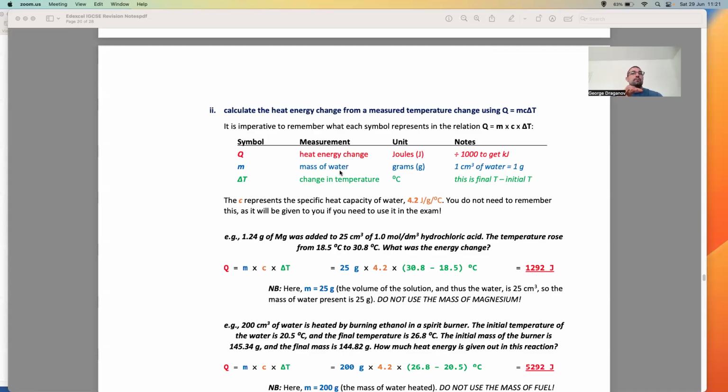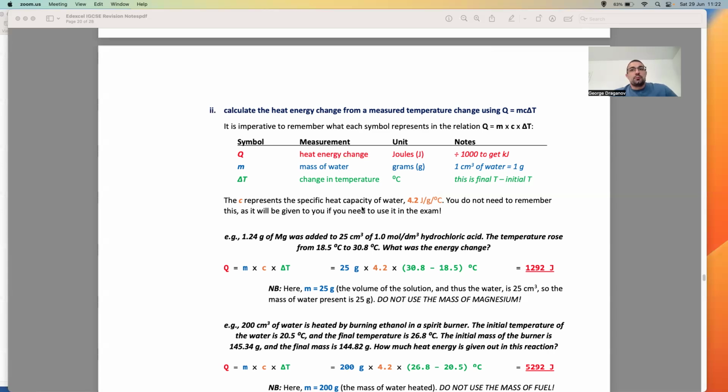So the mass of your water. Because the density of water is 1, if you have 20 centimeters cubed of water, you would have 20 grams. So you treat the centimeters cubed as grams. The most common mistake here is to put the mass as the alcohol of the spirit burner that you burnt. Or maybe you put 3 grams of zinc into the copper sulfate and you start putting 3 as the mass. That would be totally wrong because the mass is the mass of the solution. If it's an acid and an alkali, you must combine the two volumes. So if I have 25 of acid and 25 of alkali mixed, my mass would be 50.